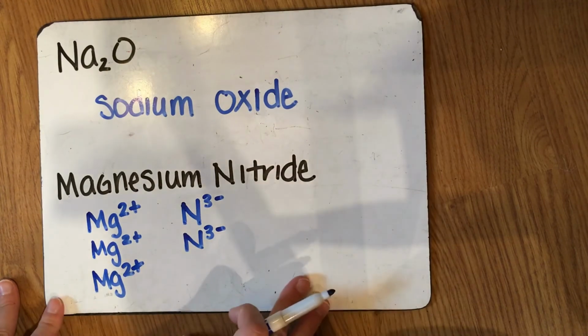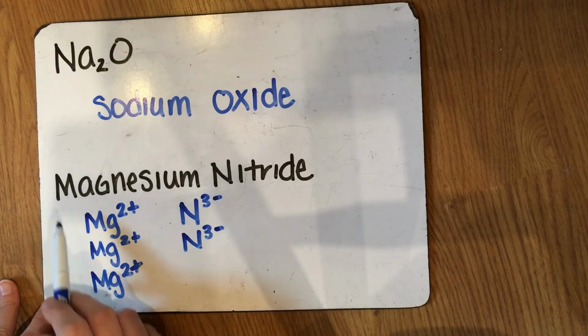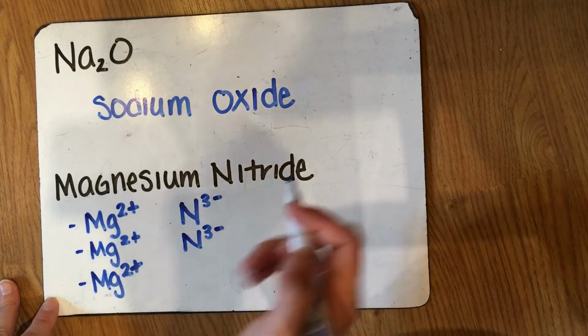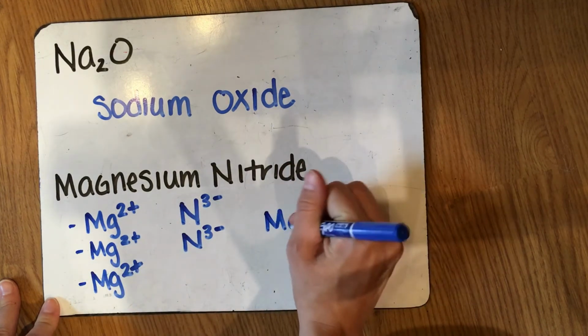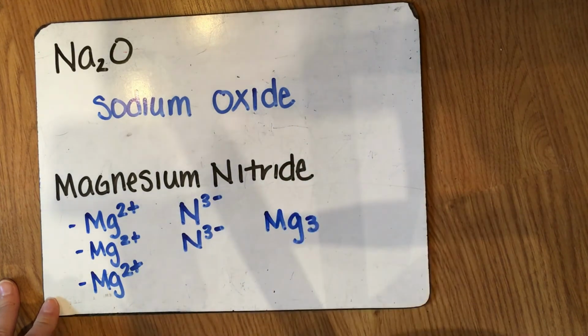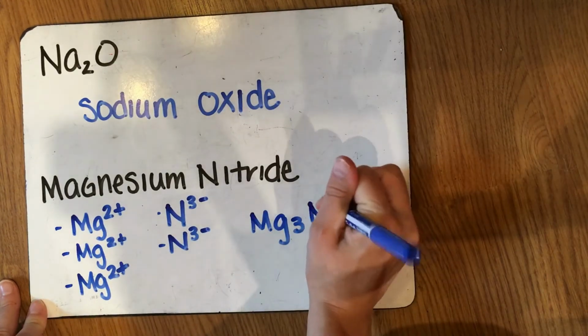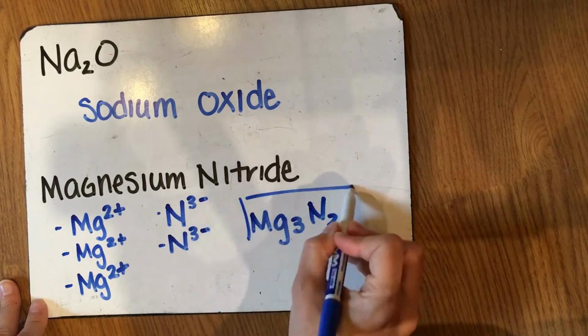And so to write the formula, I count up how many of each I used, and that becomes a subscript. So I had 1, 2, 3 magnesiums. So I'm going to put Mg with a subscript of 3. And I used 2 nitrogens, so I'm going to put N with a subscript of 2.